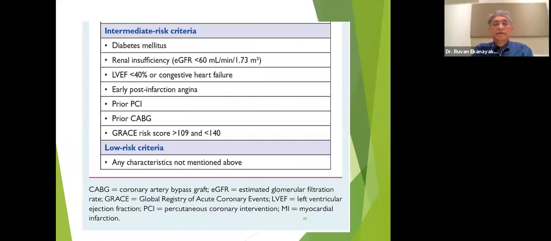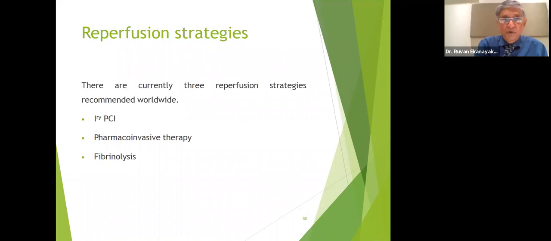Now, the intermediate risk is diabetes, renal insufficiency, ejection fraction less than 40%, post-infarction angina, etc. But we will not go into those details.